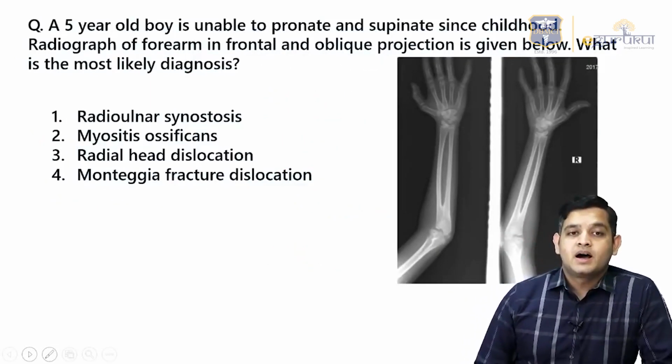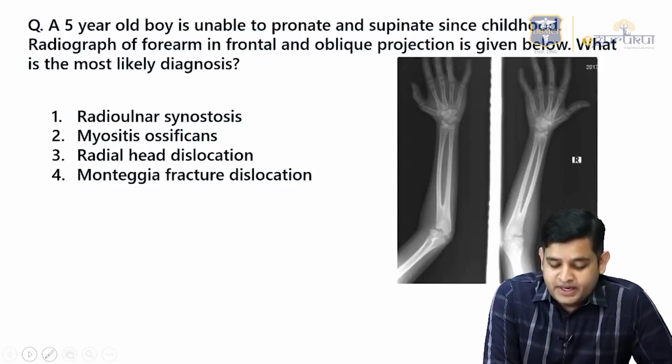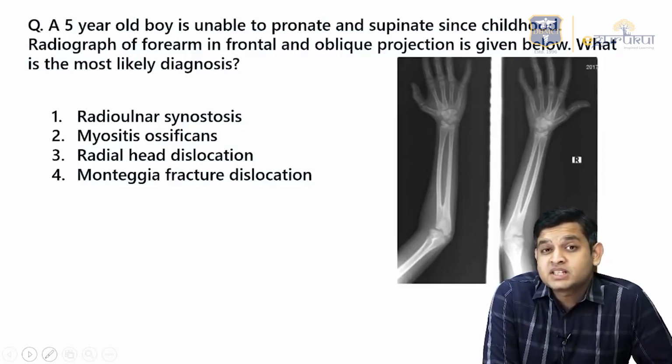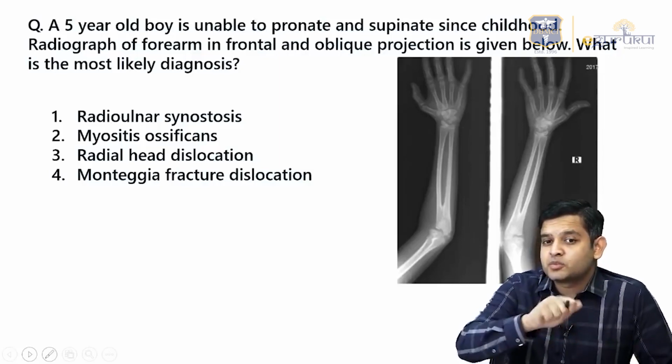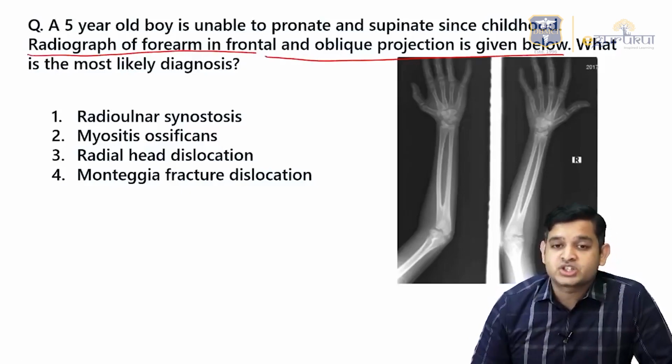Alright. A 5-year-old boy is unable to pronate and supinate since childhood. That means there is some congenital disorder that has happened. He is not able to pronate and supinate. Radiograph of the forearm in the frontal and the oblique projection is given below.